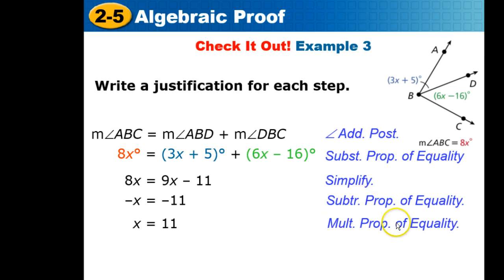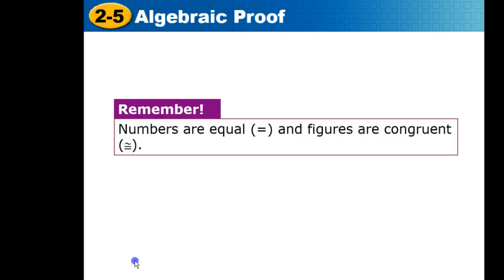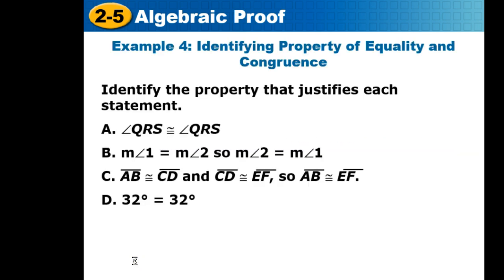Notice they put multiplication property of equality here. I'd be okay either way. You're either dividing or multiplying by negative 1. Okay, the last example, following example 4 in your book, is to take each of these statements and tell which property you're using. It's basically mostly applying the last 4 on your paper. So get your notes out and look at those last 4 that we used.